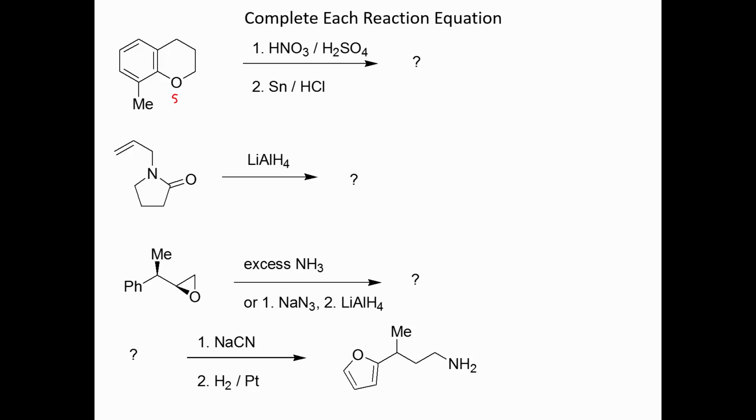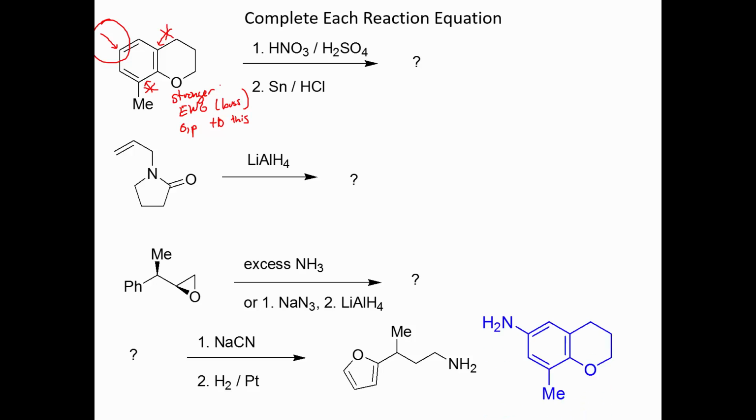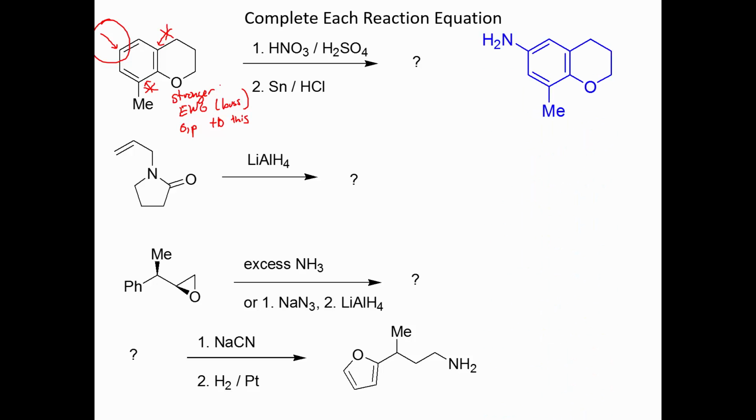So this is the stronger EWG. I used the term boss group when I was teaching electrophilic aromatic substitution. So we're wanting to go ortho-para to this. All right, so there's para to that. We can't go ortho. All the orthos already have something there, right? So this is where we're going to see our amine group end up, and that is the predicted product.